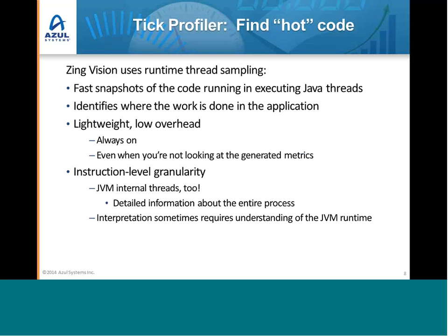Zing Vision uses thread runtime sampling to get around the problem of having to instrument the application. These are just fast snapshots of the code running in the Java execution threads, and we'll see how that's done in the next slide. This identifies quickly where the work is done in the application, and it's lightweight, and the metric collection is always on, even when you're not looking at the generated metrics. There's also a large amount of detail associated with the metrics that are collected, so you're able to go down to an instruction level granularity, which we'll see in the subsequent slides.